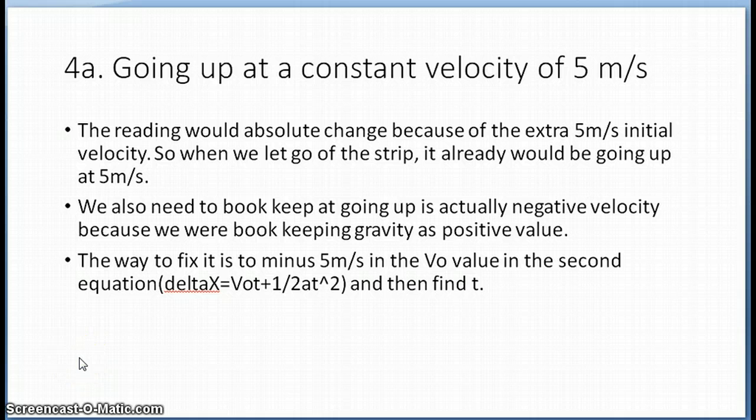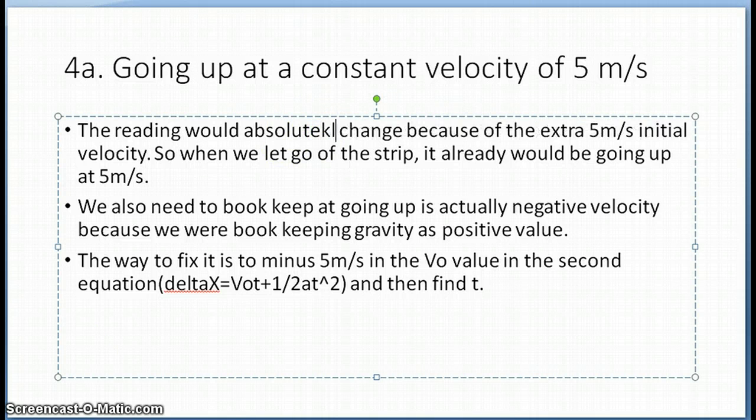Next would be the elevator question, which is, for part a, if the elevator is going up at a constant velocity of 5 meters per second, would the reading change? Absolutely, it would change, because of the extra 5 meters per second initial velocity. So our equation is delta x over initial velocity times time. So the velocity does matter in our equation. So if we change it, it will affect the data.